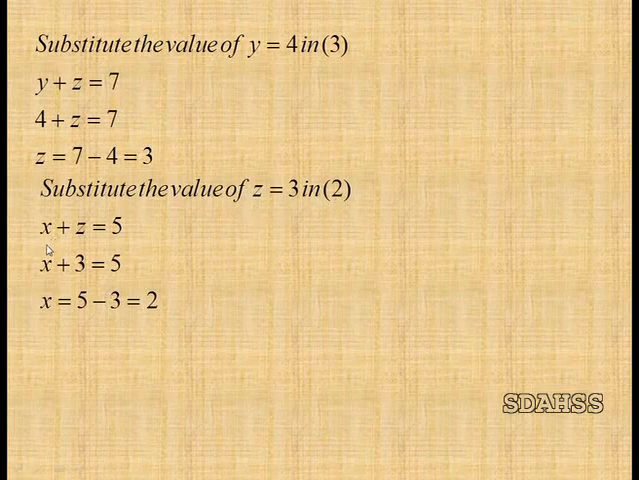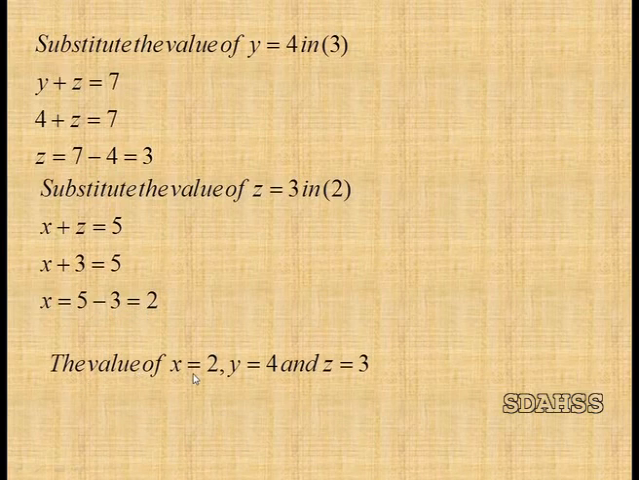Similarly, substitute the value of z is equal to 3 in the second equation. The second equation is x plus z equal to 5. So in the place of z substitute 3. So you have x plus 3 is equal to 5. You bring this 3 to the other side, it becomes negative. So x is equal to 5 minus 3. 5 minus 3 is 2. So the value of x is equal to 2, y is equal to 4 and z is equal to 3.